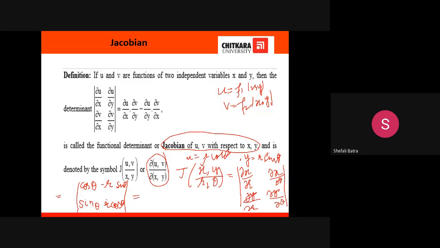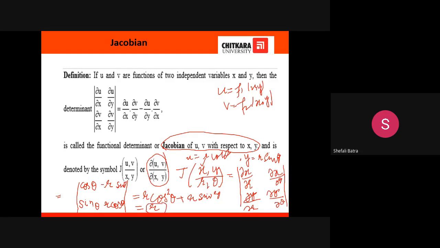Quickly solve the value of the determinant. r cos square theta plus r sin square theta. So what would the value be? Ma'am, r. The answer is r. Right? So the Jacobian is r.